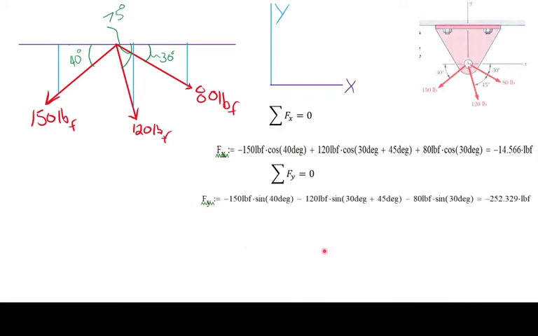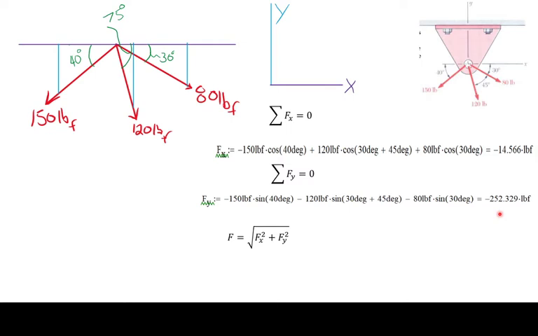And then for the y components, everything is going down. So we have negative 150 pounds times the sine of 40 degrees, negative 120 pounds times the sine of 75 degrees, minus 80 pounds times the sine of 30 degrees, which would be this component here. And that's going to give us negative 252.32 pounds.